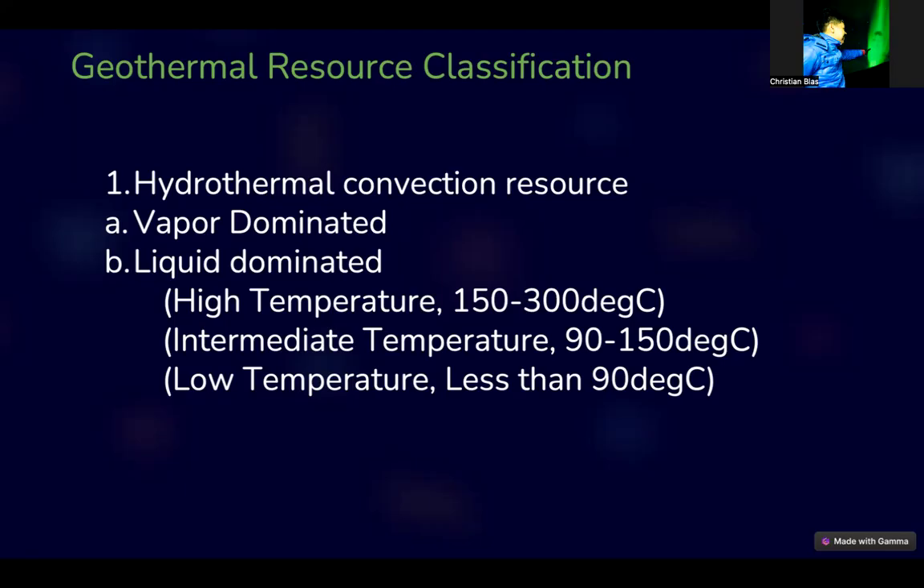We have the high temperature liquid dominated, the intermediate temperature, and the low temperature. For the high temperature, we have a range of 150 to 300 degrees Celsius. For the intermediate, we have 90 to 150 degrees Celsius, and the low temperature would be less than 90 degrees Celsius.